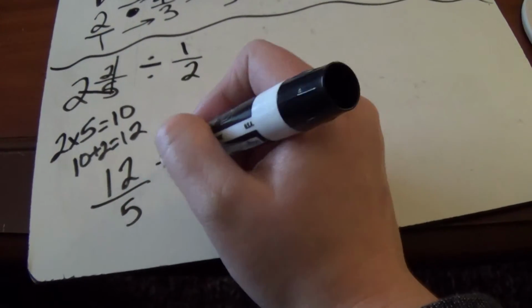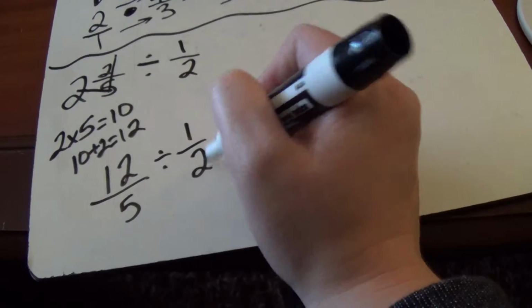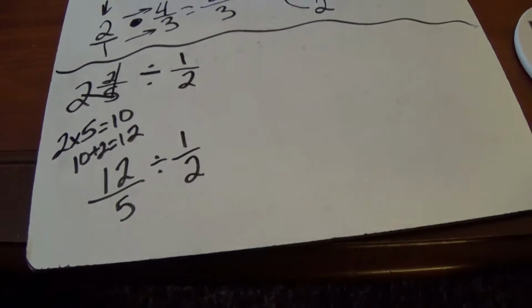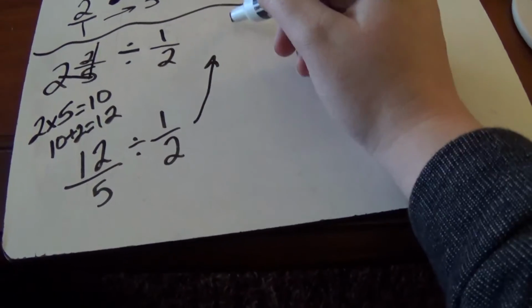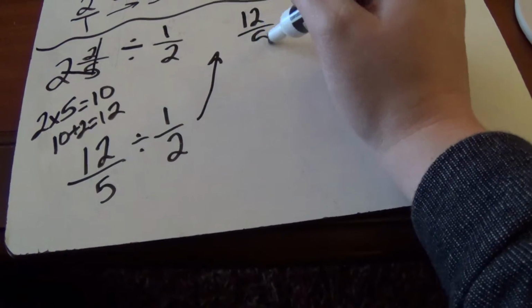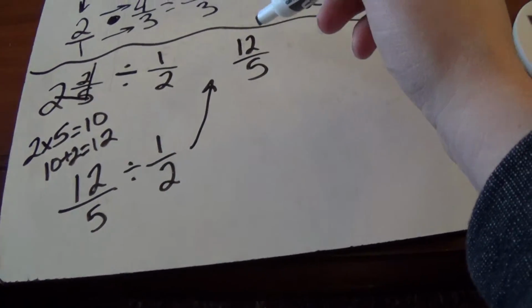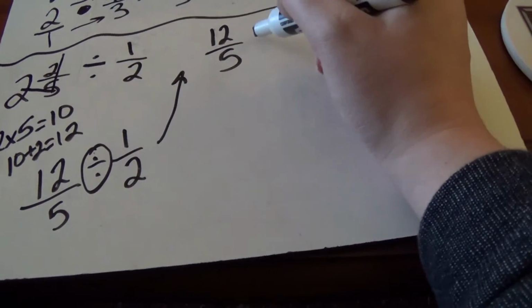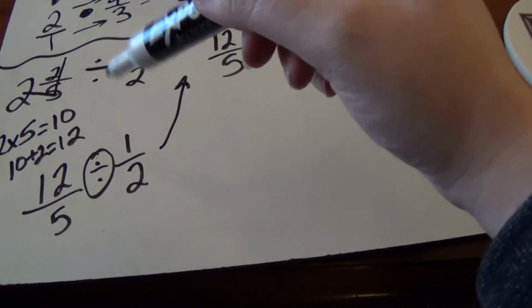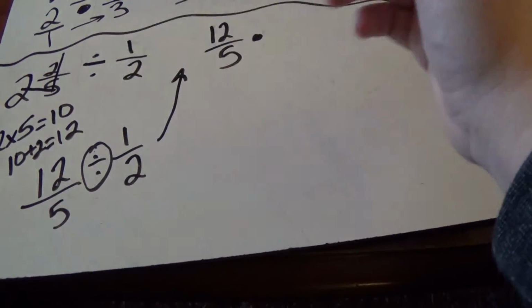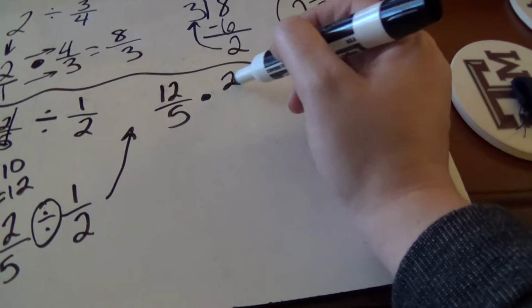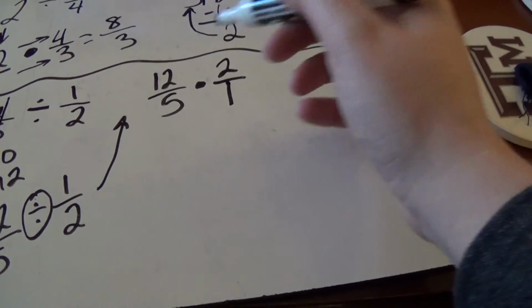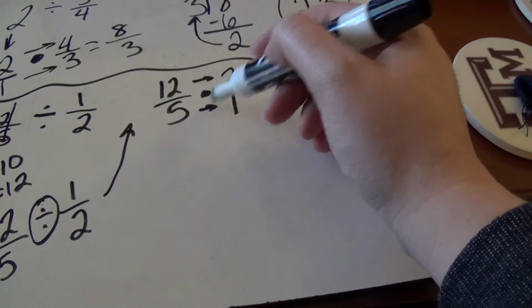And then we have divided by 1/2. So just like we did in the previous problem, move this up here. So we're going to keep the first fraction the same. We're going to change this to multiplication. And then the last fraction we flip over, find the reciprocal. So this would be 2/1. So now we can just multiply across.